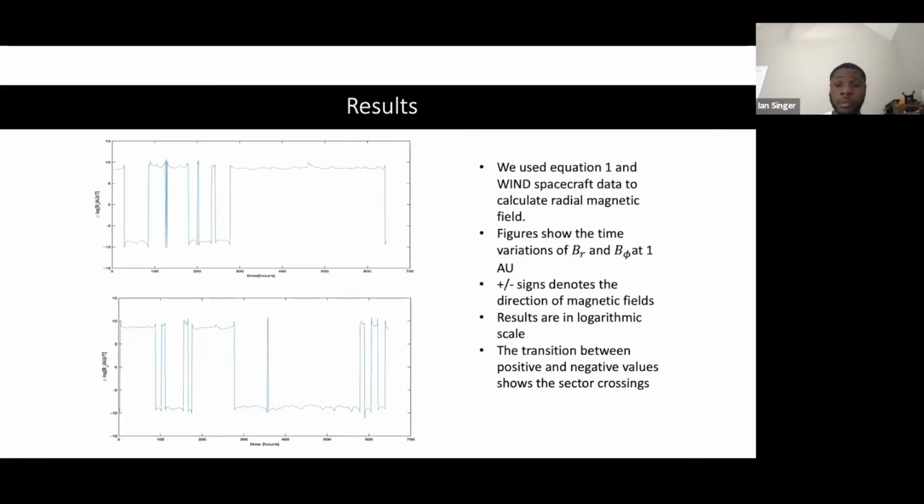And here are the results when we run the data. I'm just going to explain them based off of these. We use equation 1 and Wind spacecraft data to calculate the radial magnetic field. The figure shows the time variations of BR and BΦ at 1 AU. The plus and minus signs denote the direction of the magnetic fields. Results are in logarithmic scale. The transition between positive and negative values shows the sector crossings.